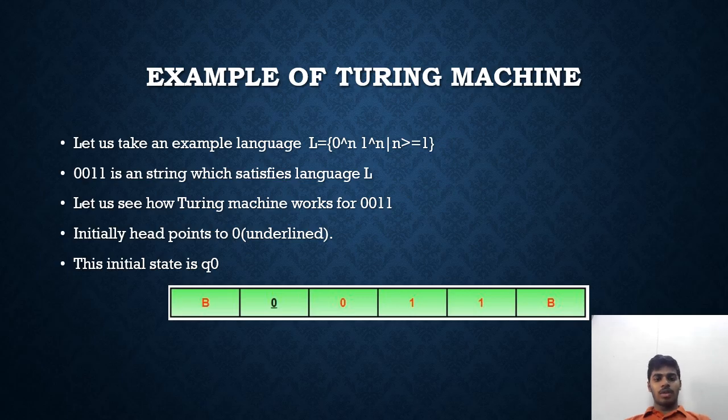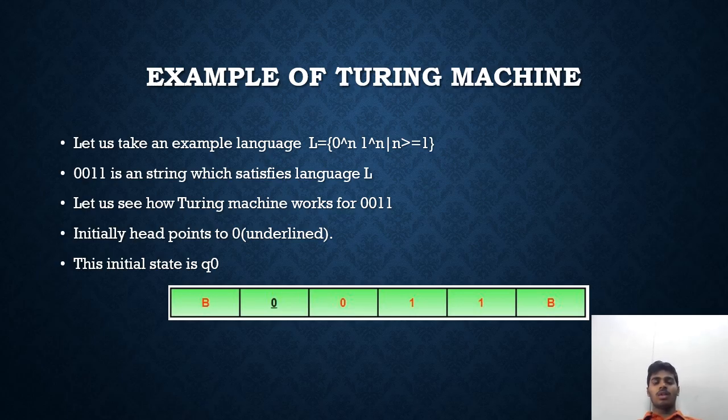An example of a Turing machine. Here we are going to discuss a simple language. L is 0 power n, 1 power n, where n is greater than or equal to 1. Here we are going to check one string, 0011, and we have to say whether this satisfies the language L or not. Let us see how the Turing machine works for 0011.